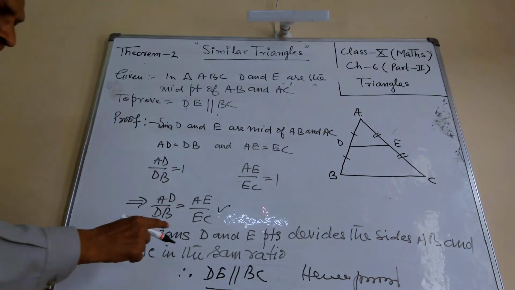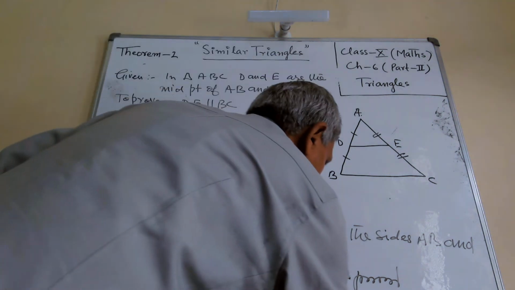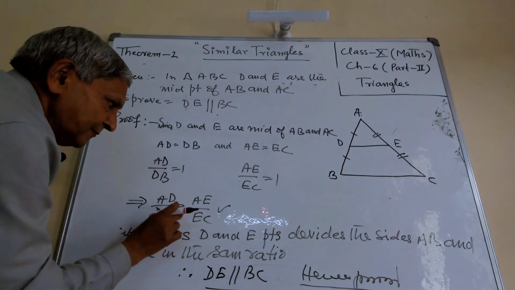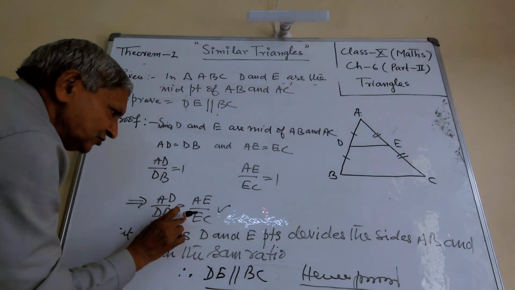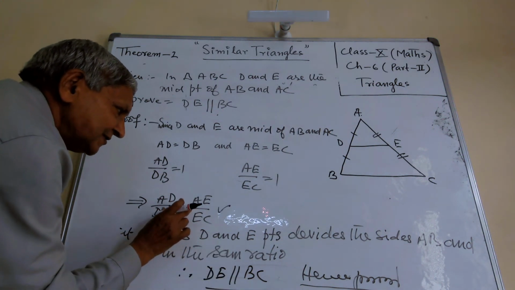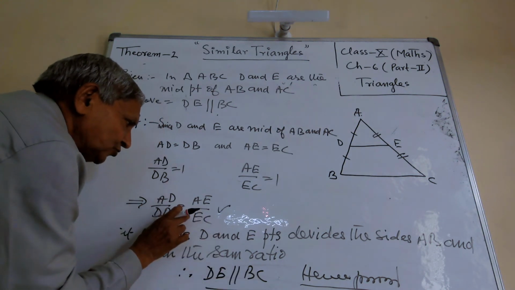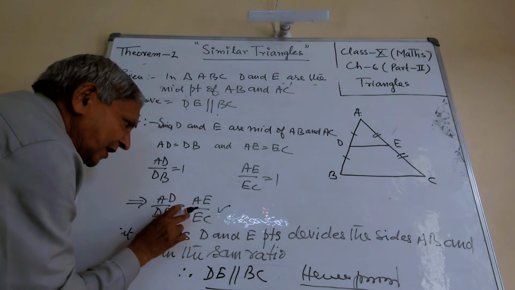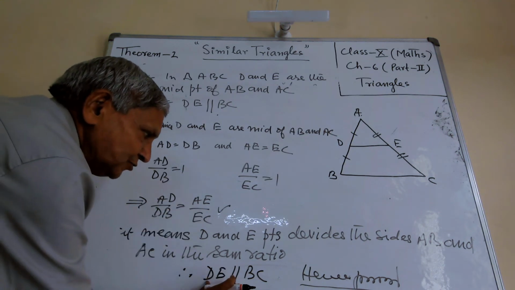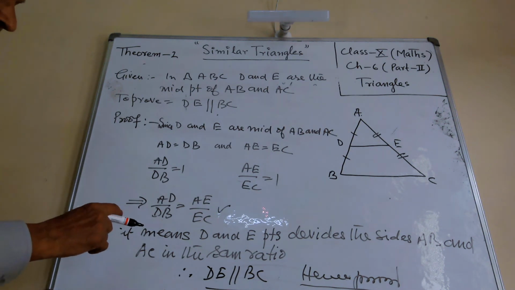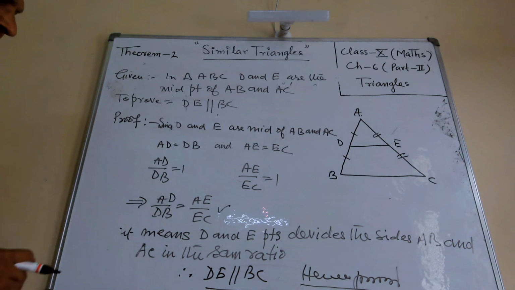DE parallel to BC. Why DE parallel to BC? Because these two ratios of two sides are equal. When DE is parallel to BC, ratios are equal. When ratios are equal of two sides, then DE is parallel to BC. Both are opposite to each other. So by the proportionality theorem, we have proved that DE is parallel to BC.